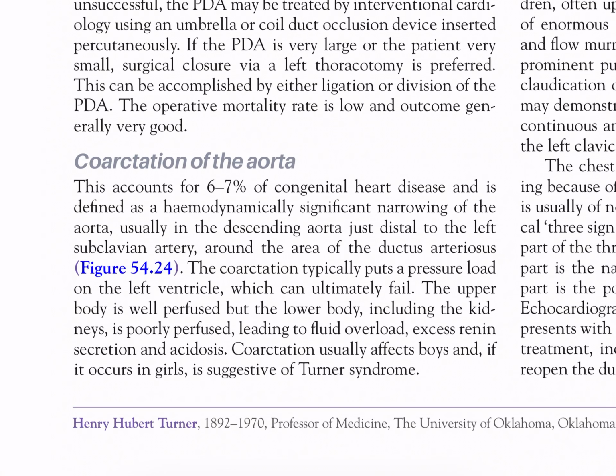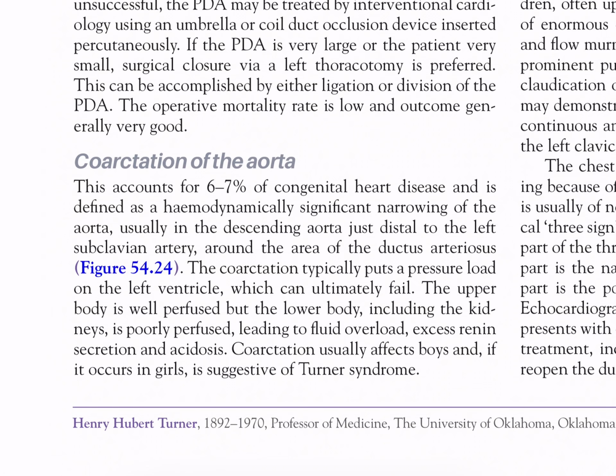Coarctation of the aorta. This accounts for 6 to 7% of congenital heart disease and is defined as a hemodynamically significant narrowing of the aorta, usually in the descending aorta just distal to the left subclavian artery, around the area of the ductus arteriosus. The coarctation typically puts a pressure load on the left ventricle, which can ultimately fail. The upper body is well perfused, but the lower body, including the kidneys, is poorly perfused, leading to fluid overload, excess renin secretion, and acidosis.